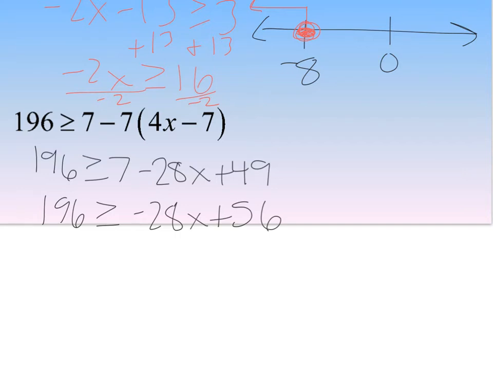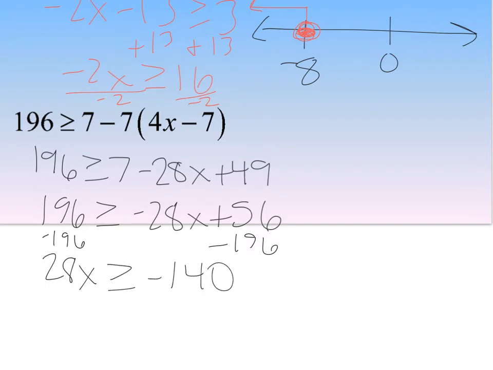Alrighty, so let's do that. I'm going to add that 28x. I'm going to have 28x on this side. I'm going to subtract the 196. And I get -140. Now I can divide all that by 28. And I get x is greater than or equal to -5.